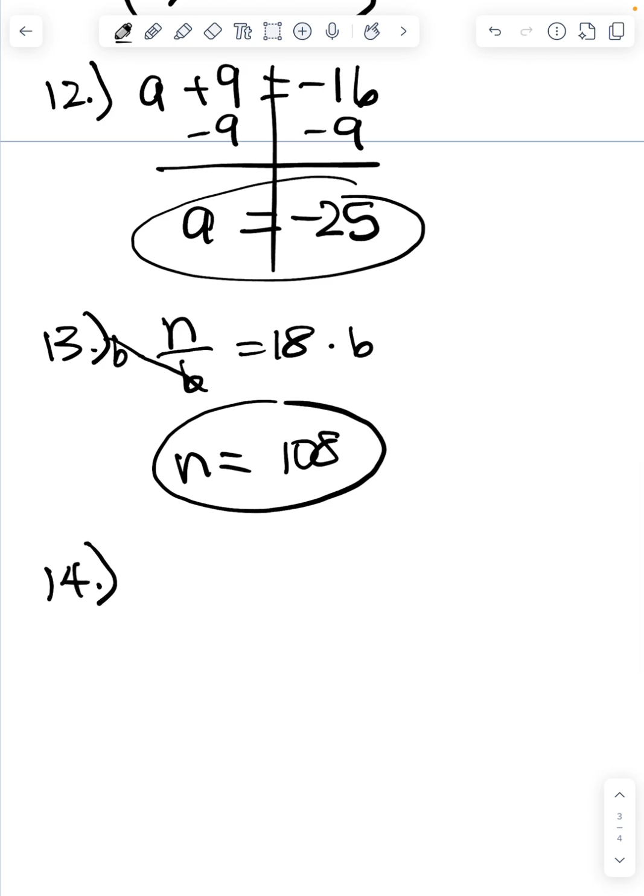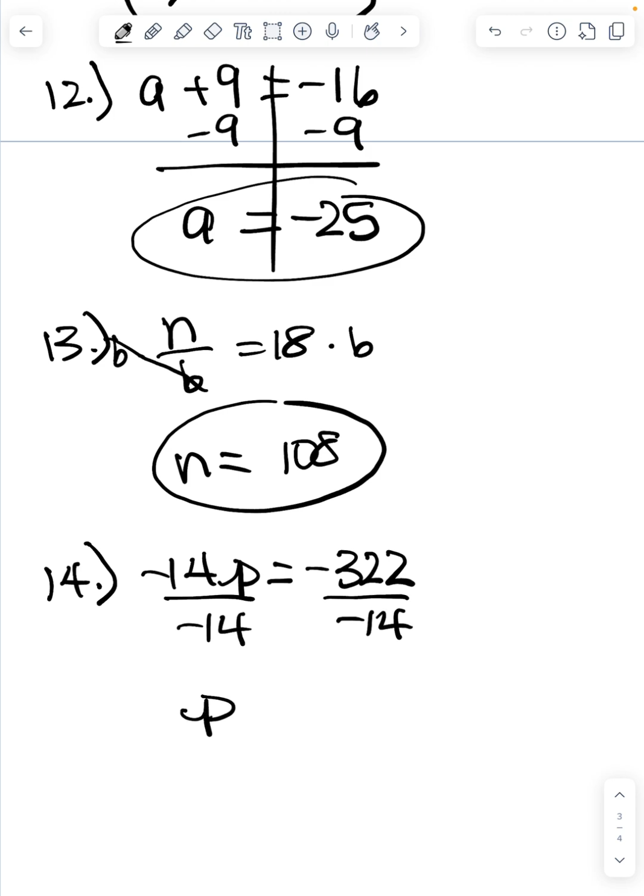Number 14, negative 14p equals negative 322. We would divide both sides by negative 14. p equals 23.